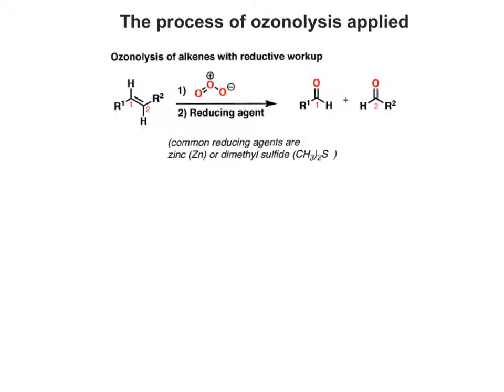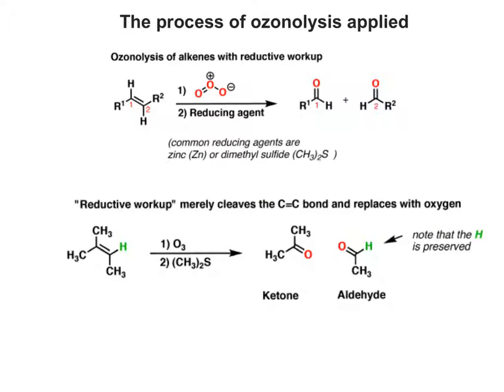So like I've mentioned already, the ozonolysis takes place with reductive workup. And all that really means is that the C-C double bond is cleaved, it's broken open, and it replaces it with oxygen. So notice that the groups themselves, the CH3s and the H, they're actually left behind. They're not actually touched by this process. It's the carbon-carbon double bond that's actually involved.